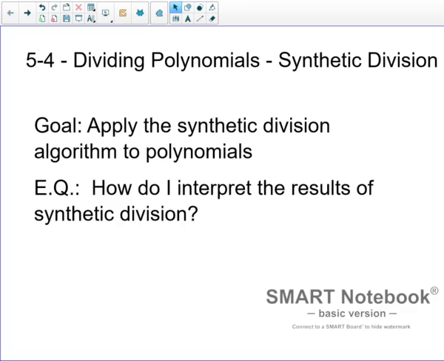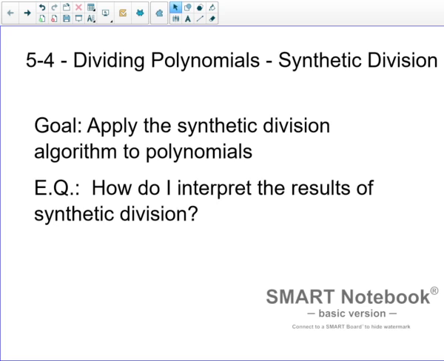Hi everyone, this is the second lesson for Unit 5-4. We're talking about dividing polynomials, and today we're going to talk about synthetic division. So our goal is to understand and apply the synthetic division algorithm, just a series of steps to go through. And then our essential question is, how do we interpret the results of synthetic division?